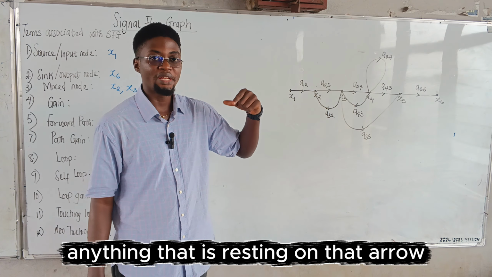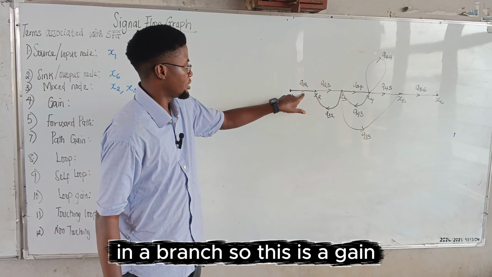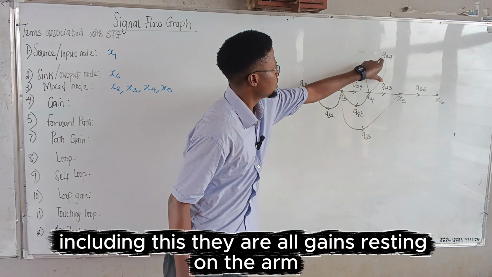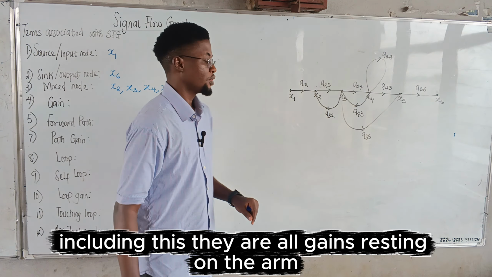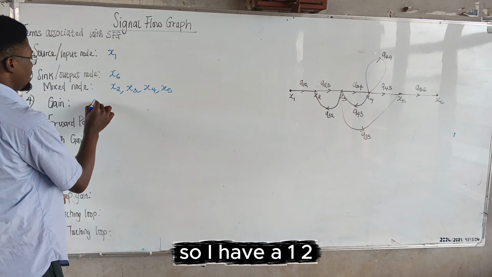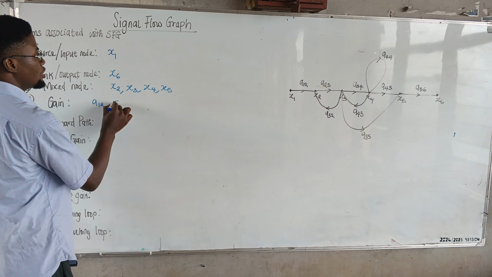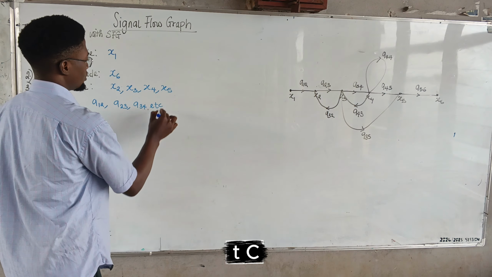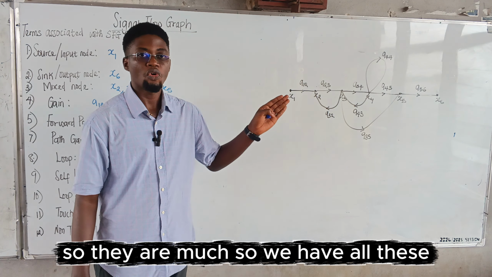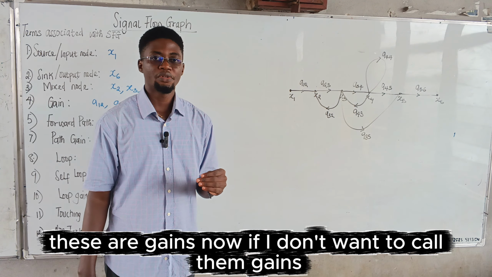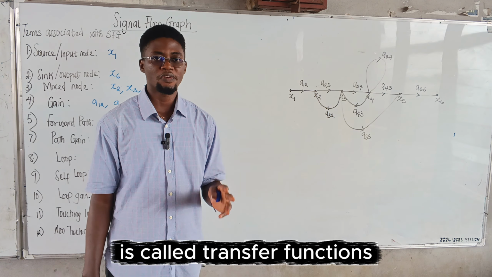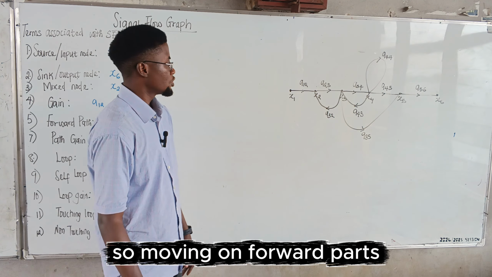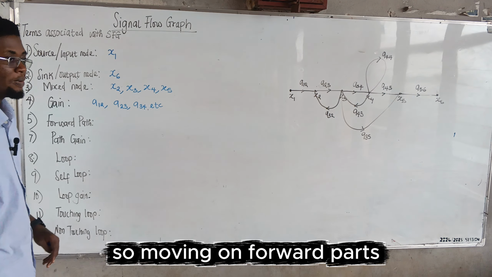A gain is always anything that is resting on that arrow in a branch. So this is a gain. These are gains, including this. They are all gains resting on the arrow. So I have A12, A23, A34, etc. So all these are gains. Now if I don't want to call them gains, another name I can call them is transfer functions. So they're either called a gain or a transfer function.